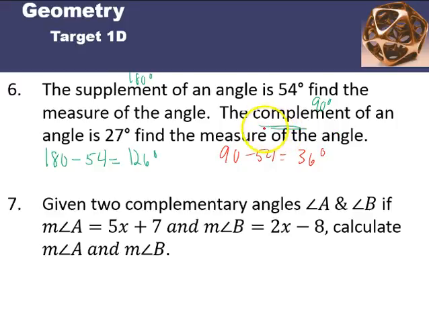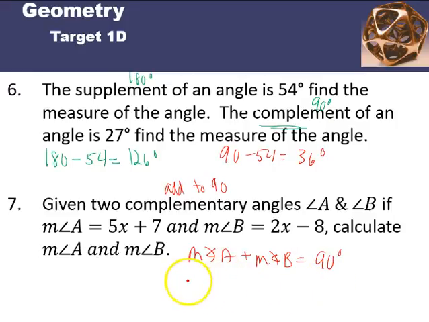Yep, 36. And then problem number 7 says we have two complementary angles. And I'm given some information about angle A and some information about angle B. So again, that word complementary means adds up to 90. So that means these two angles have to add up to 90. So the measure of angle A plus the measure of angle B equals 90. Or if you like, part plus part equals whole. This time I know the whole is 90.